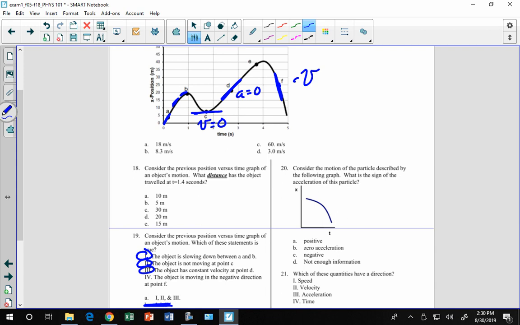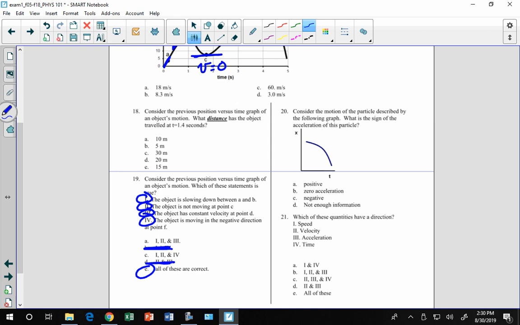It has a positive position, so it's above the origin of your coordinate system, but it has a negative velocity. That means it's moving down or to the left, whichever. So that means 4 is right, and so E is right.